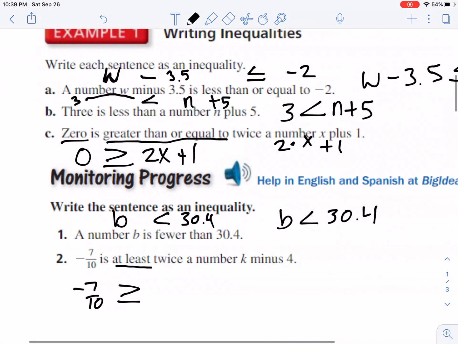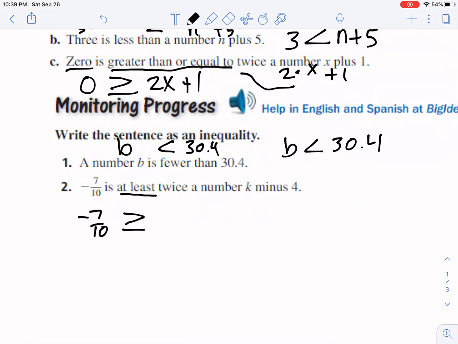What did we do when we had twice a number up here? That meant 2 times that number, right? So I have twice some number k. So this would be 2 times k, right? So we have twice a number k minus 4. What does it mean to minus something? Subtract 4. So this would be my solution to this. Okay? Again, we'll do these other ones in class tomorrow, and then we'll get some guided practice as well.